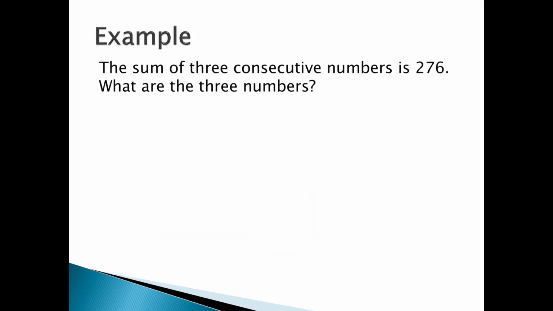So firstly, we need to break down what language is being used here. The first thing that brings my attention is the word sum. And then the second one is the word consecutive. Sum means that we're going to be looking at the addition of numbers, and consecutive means that they follow one another. So consecutive numbers would be 1, 2, 3. So we want the sum, the addition of 3 consecutive numbers, and it has to equal 276.